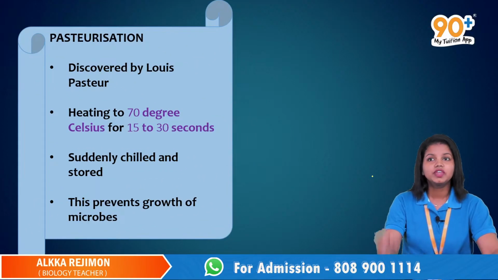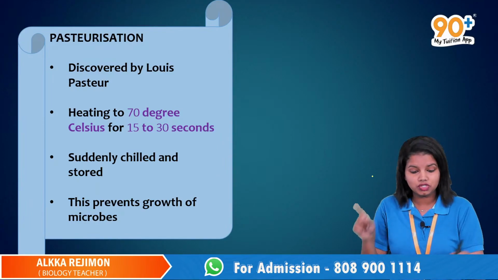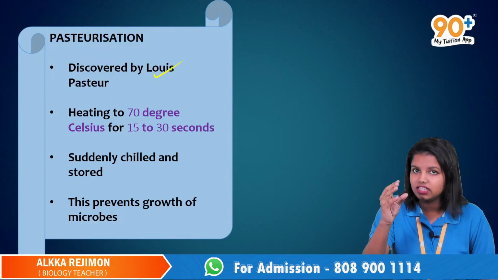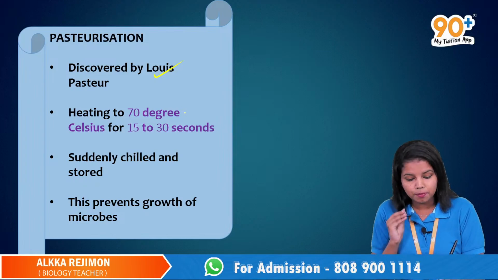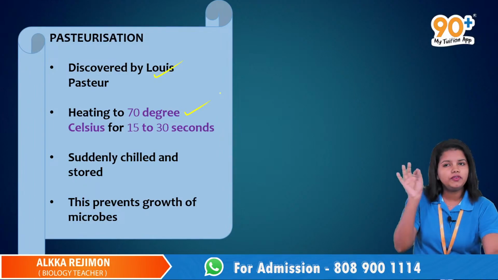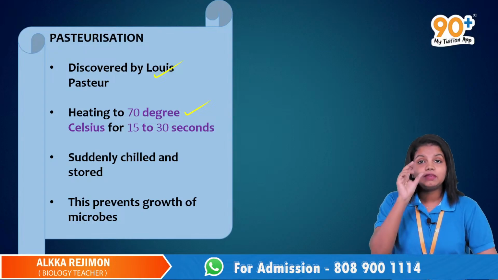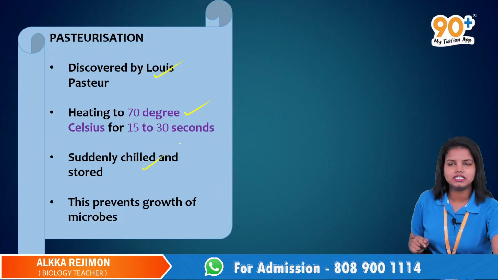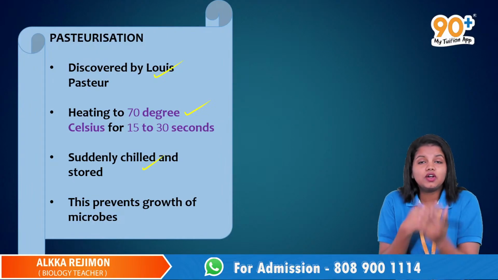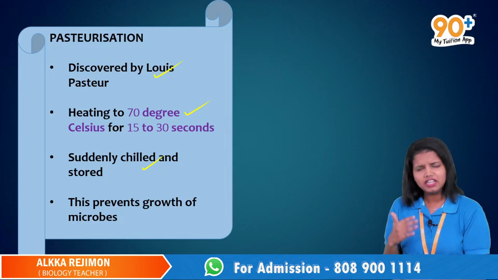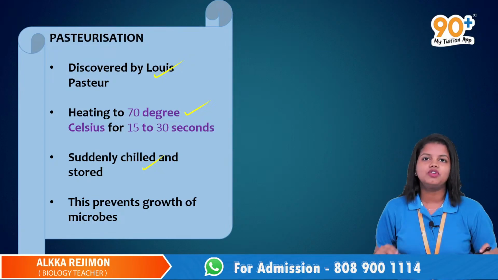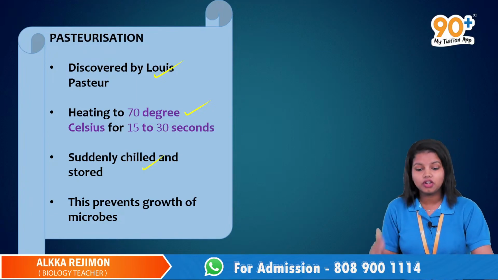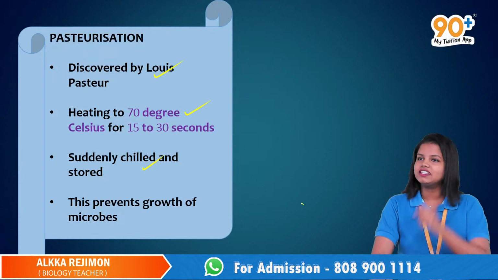Why is that so? Because pasteurization is the technique discovered by Louis Pasteur, and this is the procedure where the food product is heated up to 70 degrees Celsius for 15 to 30 seconds, and the product is suddenly chilled and stored. I hope you're remembering the procedure. Since the product goes under high temperature and very low temperature in a very short amount of time, these kinds of food products are safe from microbes. Microbes cannot grow in such food products. That's the answer you need to give.